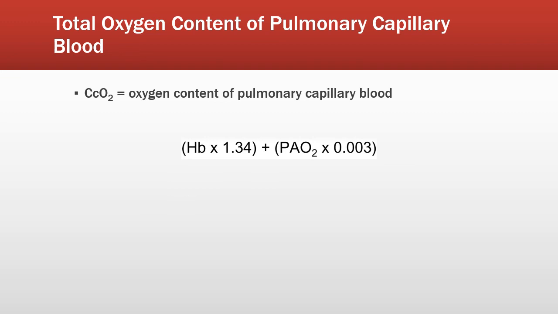And oxygen content of pulmonary capillary blood is just a little different because it's what's in the lungs. Capillaries are directly exposed to the oxygen content in the alveoli. So we have hemoglobin times 1.34 plus PAO2 times 0.003. You'll have to use, in some cases, the equation for PAO2.